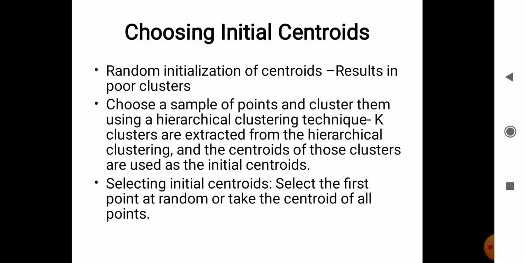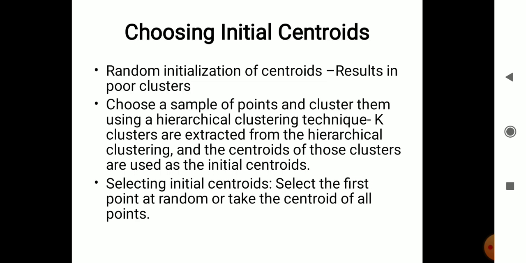This is one technique, and the other one is you can choose the initial centroid randomly, and then you can choose the next centroid which must be far away from the first centroid, and the third centroid must be chosen such that it is far away from the first and the second centroid. Like this we need to carry on until all the K centroids are identified.